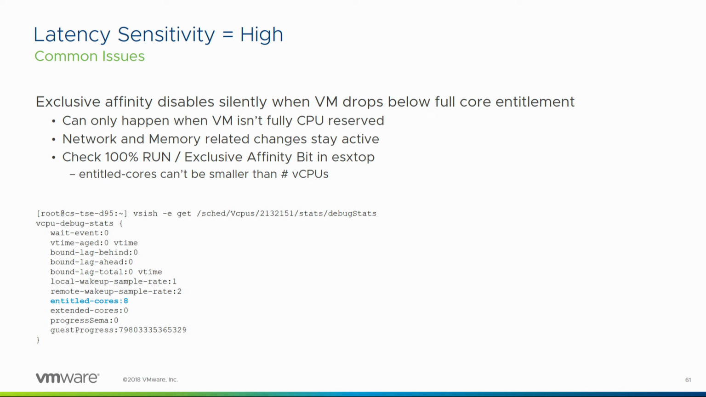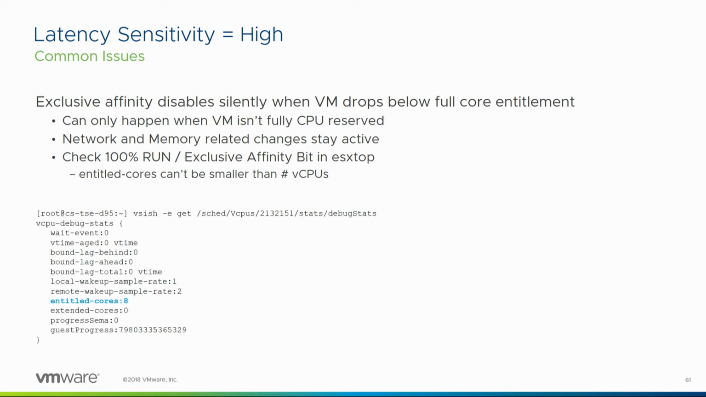So the entitled core is something that you can check. This here is a vCPU, and you get the vCPU by looking at the ID in an expanded VM in ESXtop. And what we can see here is called entitled cores. So this is how many cores this VM is entitled to because of its reservation and because of what else is going on in the system.